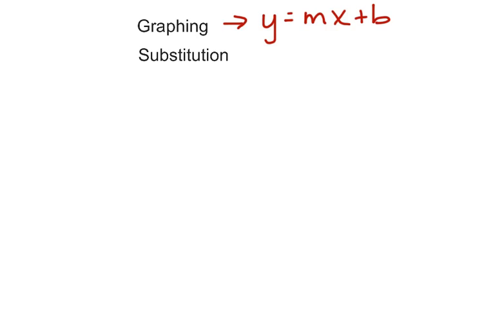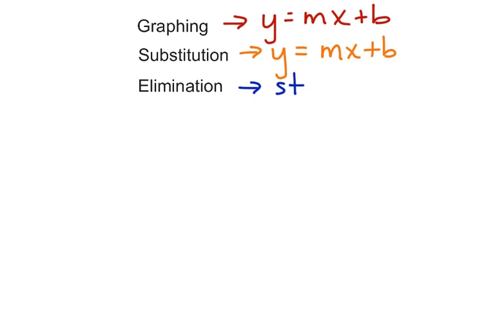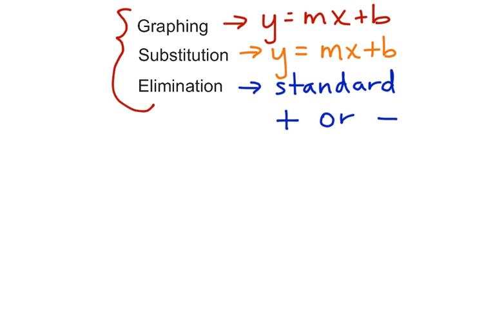Substitution is the second way that you learned, and substitution also makes the most sense when the equations are in slope-intercept form. Elimination makes sense when equations are in standard form. And when you use elimination, you're going to use addition or subtraction to eliminate one of the variables. These are the three ways that you have learned so far to solve a system of equations.